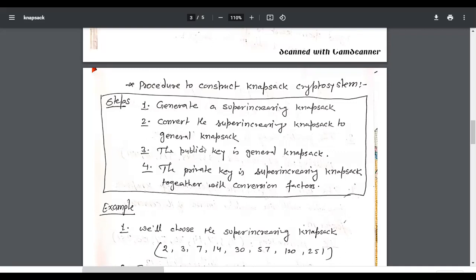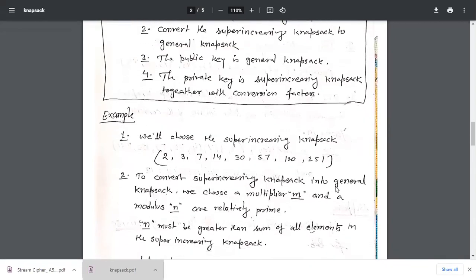So first we need to find the super increasing knapsack. For this, I'm going to consider an example. Generally, in your university paper, they will give the super increasing knapsack, and based on that, they will ask some calculation. So I will choose the super increasing knapsack as 2, 3, 7, 14, 30, 57, 120, 250.